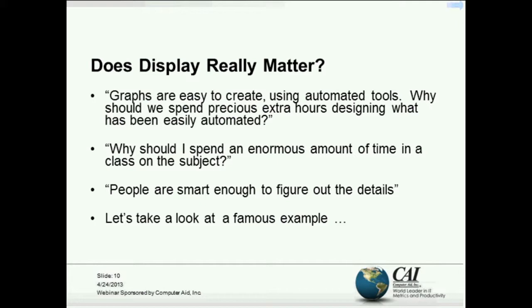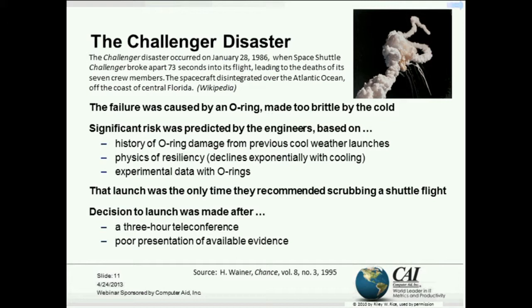Smart people are smart, but when we get to misleading display, you'll see what I mean. Here's a famous example of why really, really smart people presenting correct graphs can go terribly wrong. The Challenger disaster. In January of '86, Space Shuttle Challenger broke apart just over a minute into its flight, leading to the deaths of its 7 crew members, and the craft disintegrated over the Atlantic Ocean.